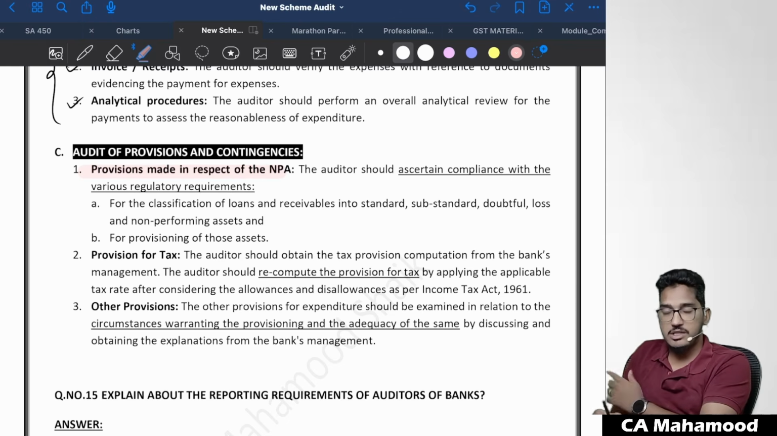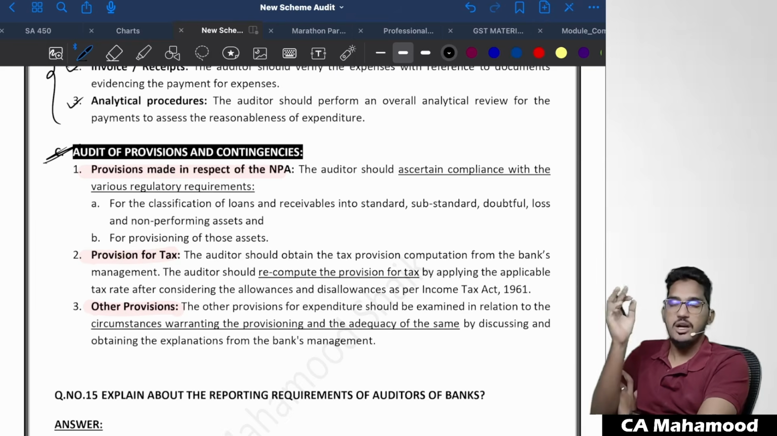Then apart from provision in respect of NPAs, the next bigger provision will be provision for tax. How do we verify provision for tax? Being chartered accountants, we also know the tax provisions. So you can calculate the tax liability on your own, compare it with the management's calculation, and check whether both are matching or not. Apart from that, for whatever other provisions are there, like provision for warranties, we need to check in what circumstances these provisions are created and whether they are adequate, not overstated and not understated. So these are the few things which we need to verify regarding provisions.